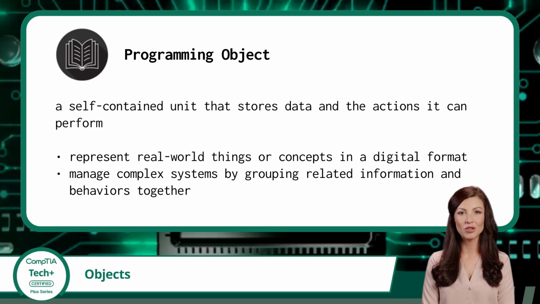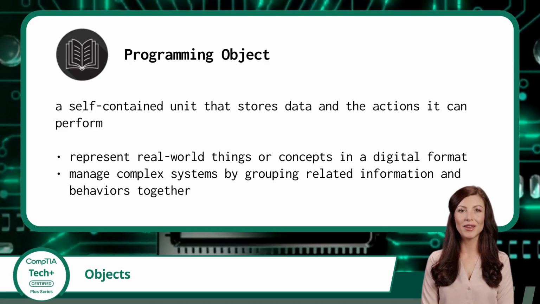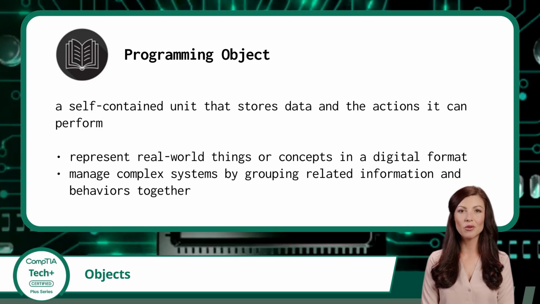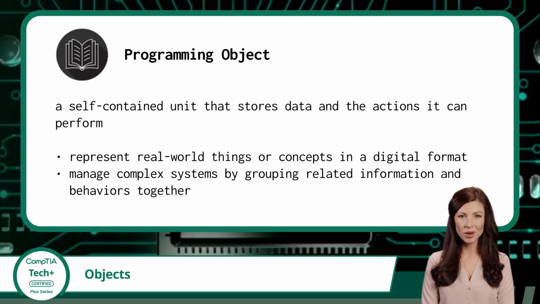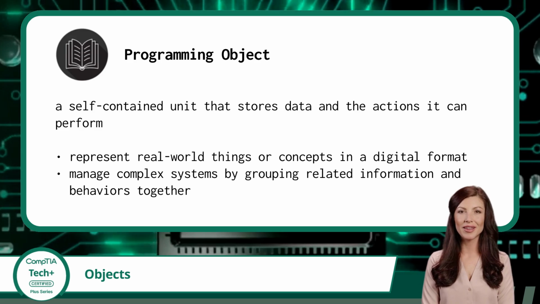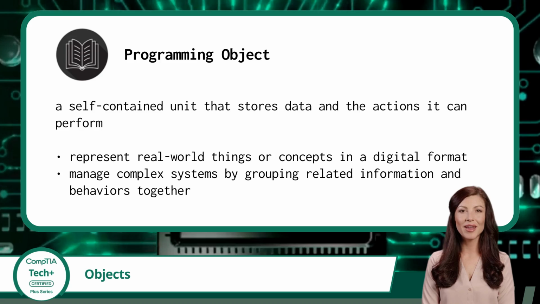So why do we use objects in programming? In the real world, systems are made up of many moving parts. If we had to manage every little detail on its own, it would be chaotic and difficult to maintain. Objects solve this by grouping related information and behaviors together, making code easier to understand and manage.